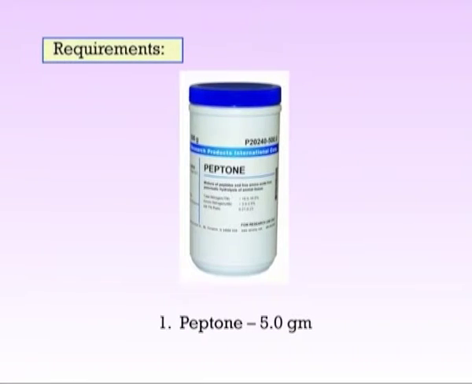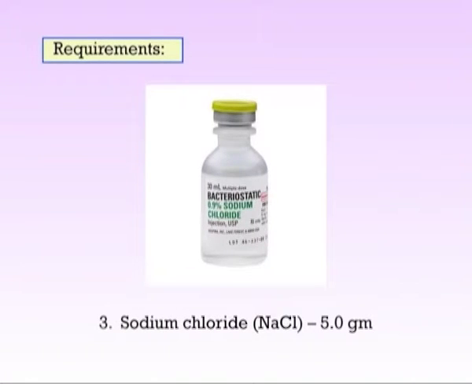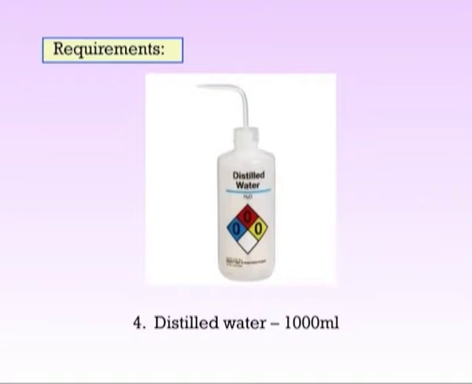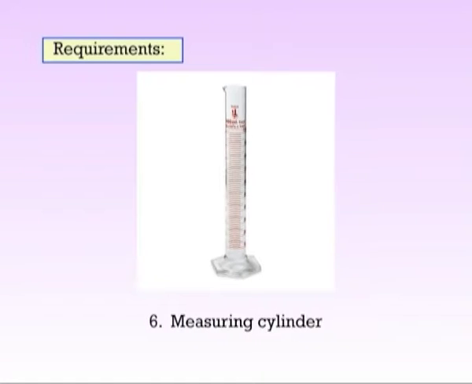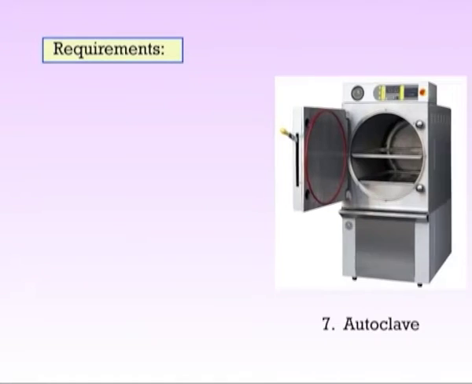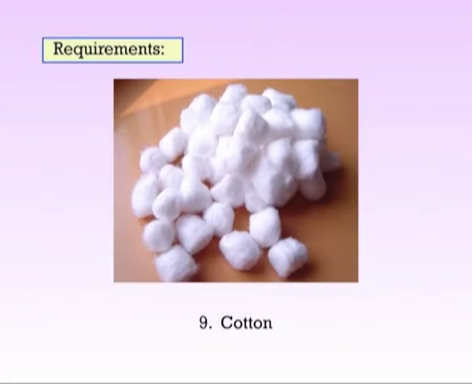Sodium chloride maintains the osmotic equilibrium of the medium. In the requirements: peptone, beef extract, sodium chloride, distilled water, and the pH should be maintained at 7. Then measuring cylinder, autoclave, hot plate, cotton, and so on.